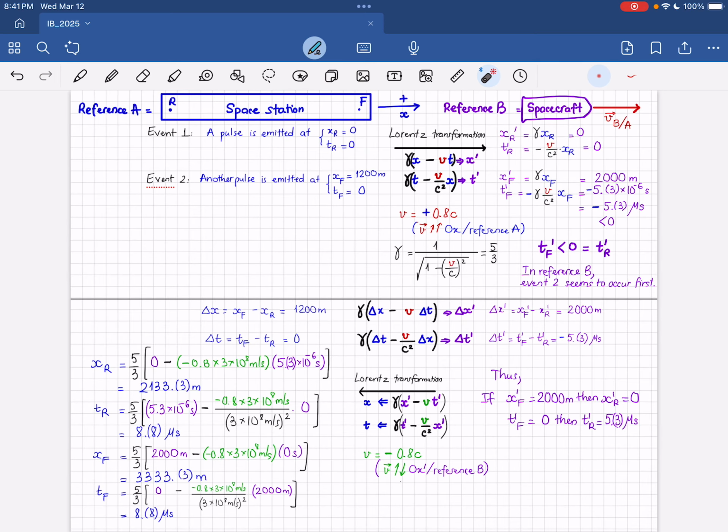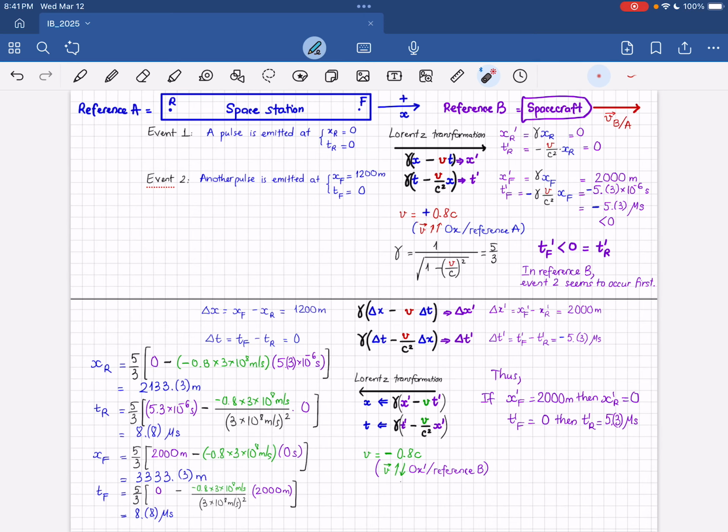So again, for the space station observer, they will see that the spaceship is flying towards it at a very high speed, like 0.8 times the speed of light, that's the v, and it's going in this direction, right? And they will see the spaceship shorter compared to the proper length of the spaceship.